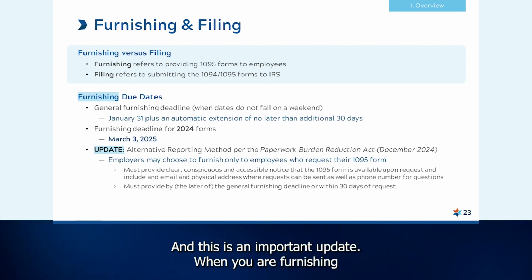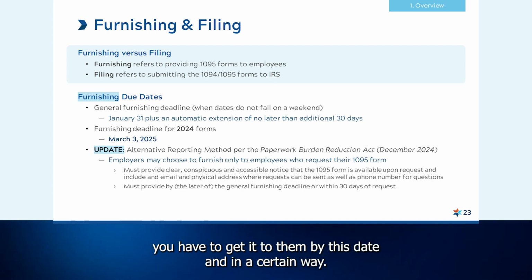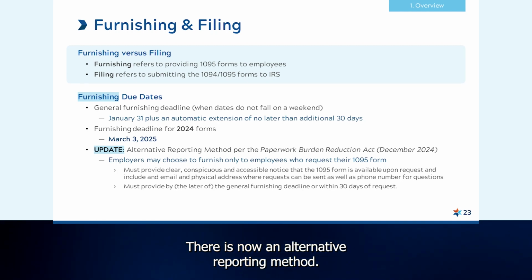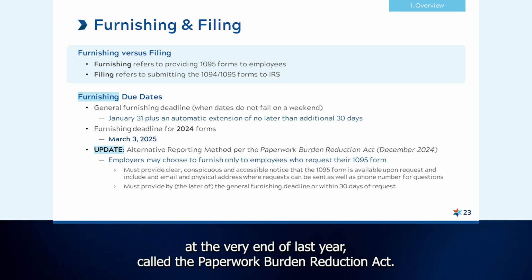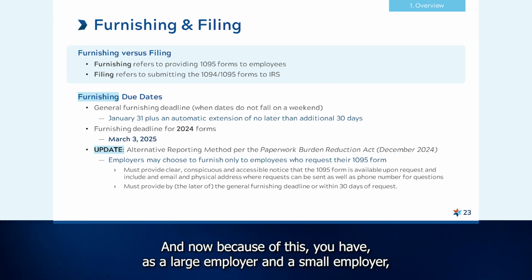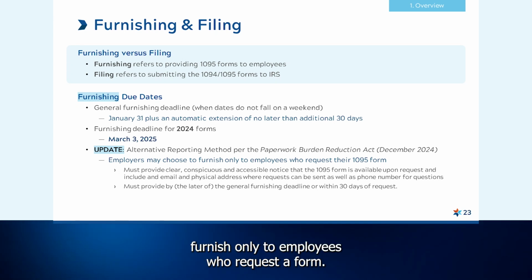Now, here's the update, and this is an important update. When you are furnishing to your employees, you had these specific rules. You have to get it to them by this date and in a certain way. There is now an alternative reporting method, and it is as a result of something that passed and was signed at the very end of last year called the Paperwork Burden Reduction Act. Because of this, as a large employer or a small employer, you have the option to choose to furnish only to employees who request a form.